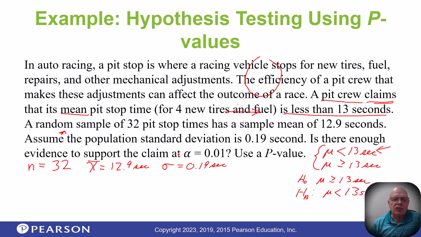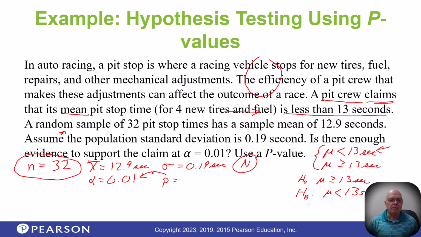Is there enough evidence to support the claim? Notice there's something missing that we'd really like. It doesn't say that we've got a normal distribution for those pit stop times. However, thanks to the central limit theorem, our sample size is over 30, so we have a normal distribution of those sample means. Okay, so alpha equals 0.01. We're going to find our p-value, and our p-value will be compared against the alpha value.